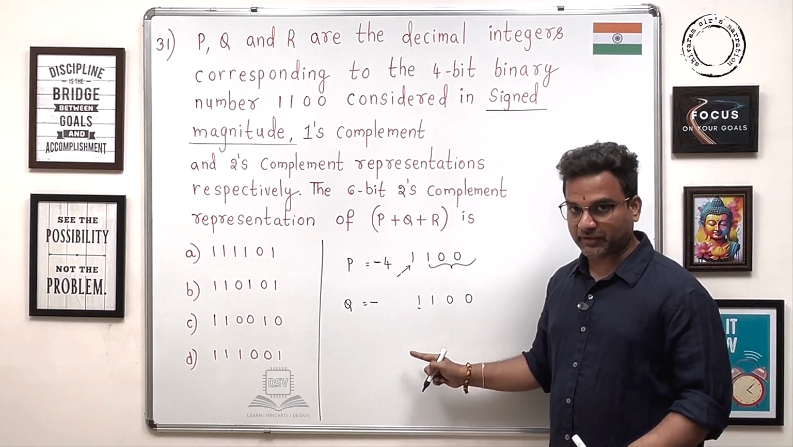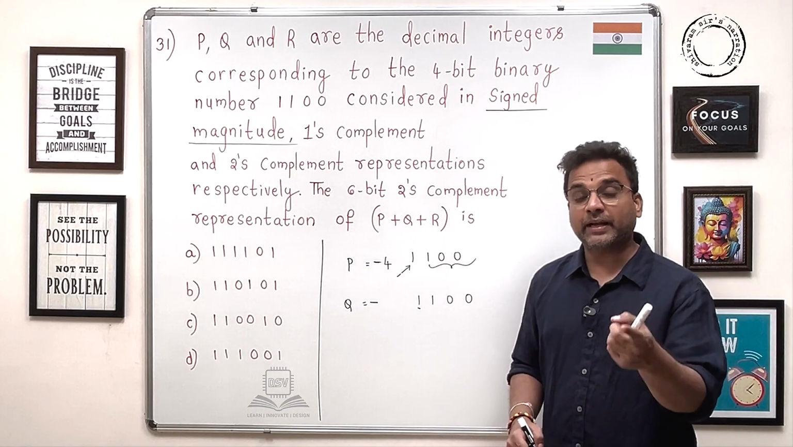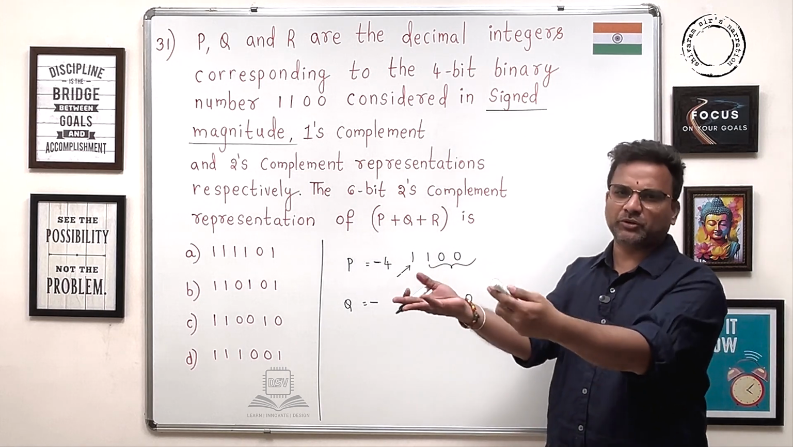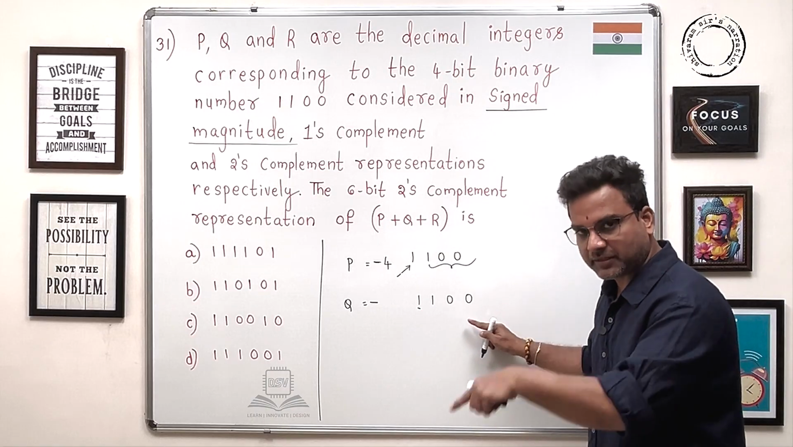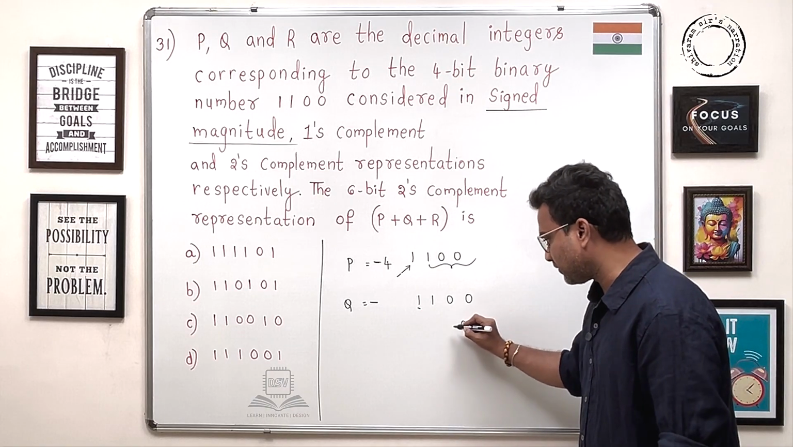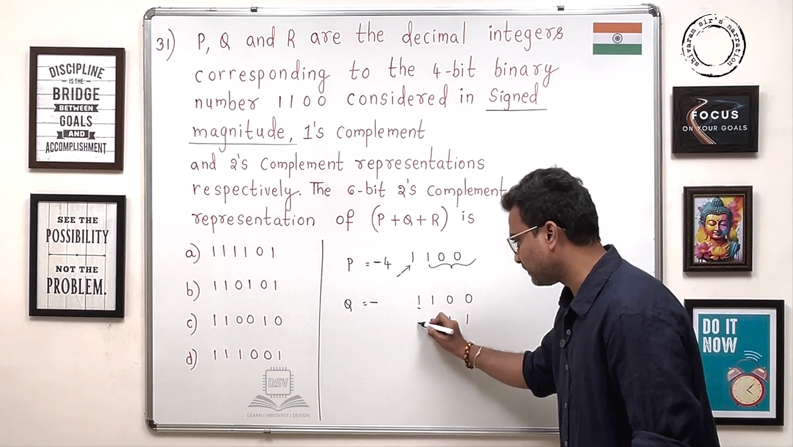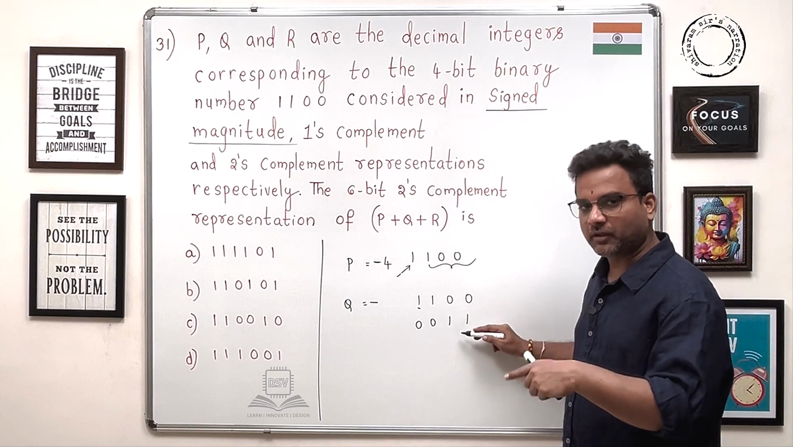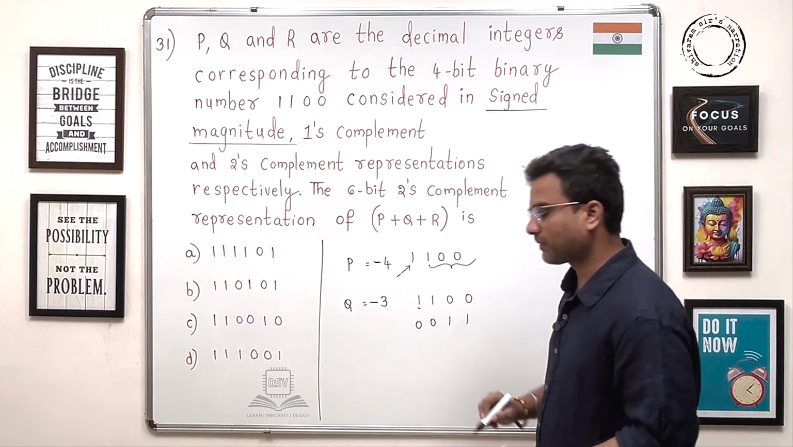If MSB is 1, it is a negative number representation. You want the decimal number, then apply again 1's complement representation and then convert into decimal. So if you apply 1's complement again, you will get 1 1 0 0. Then if you convert this into decimal, you will get 3, that means -3.